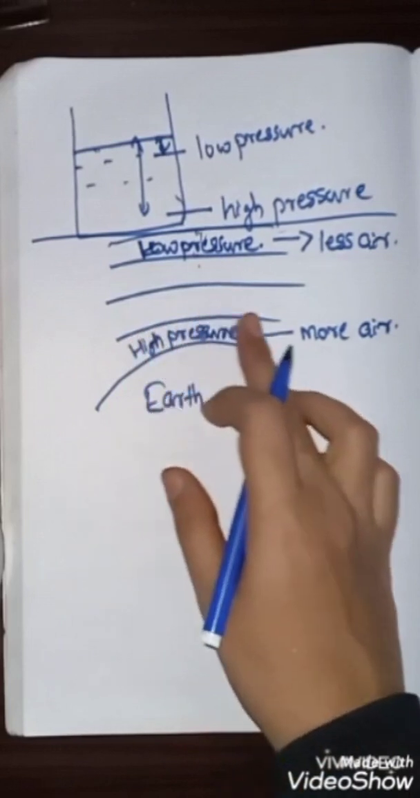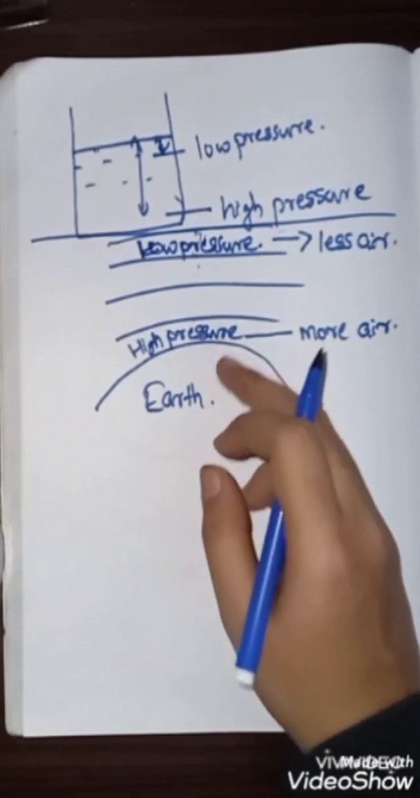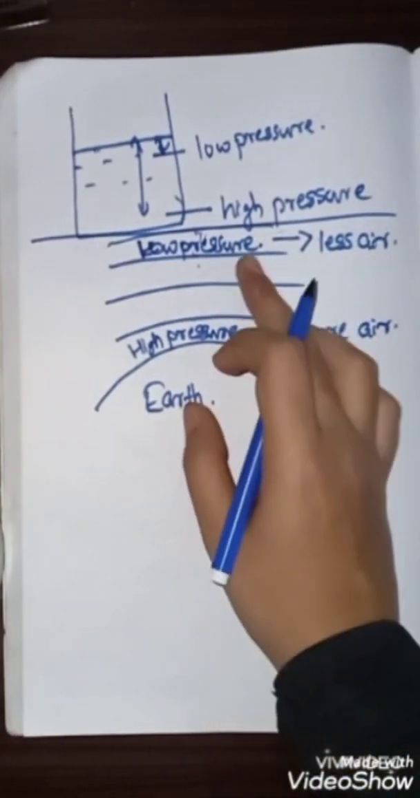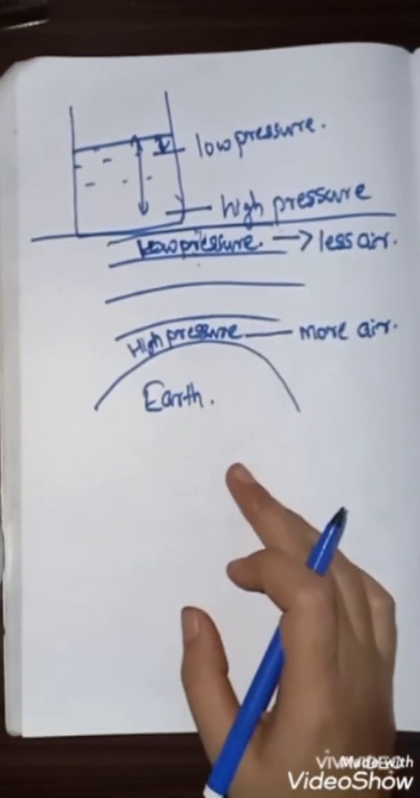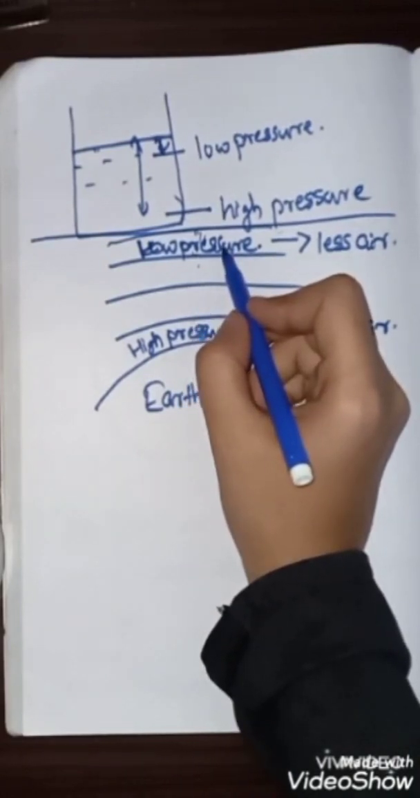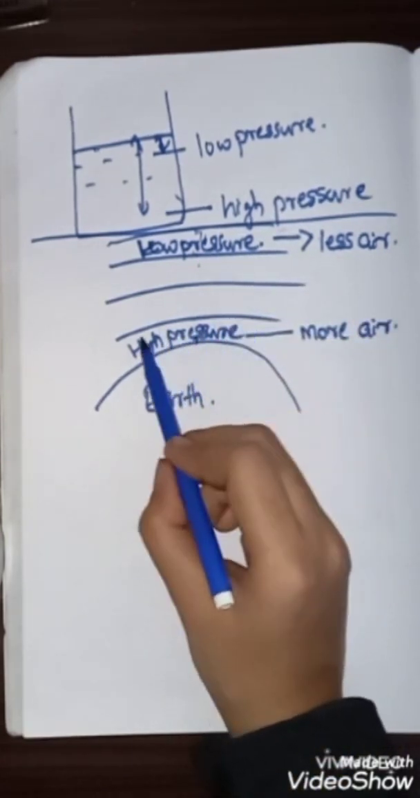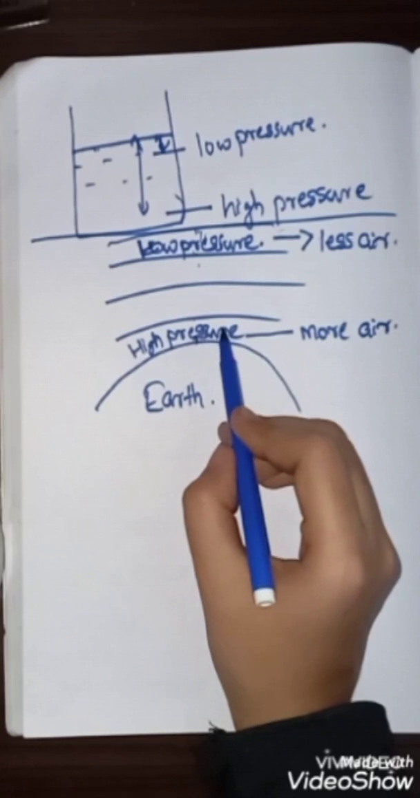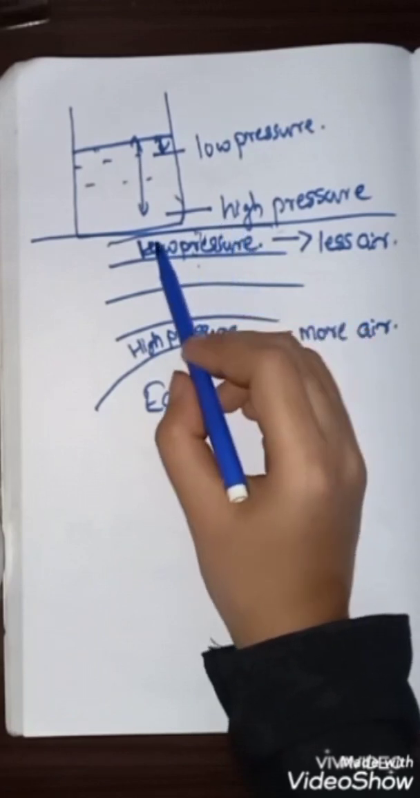So the part of the atmosphere which is nearer to the earth has high pressure, and the part of the atmosphere which is far from the earth has low pressure. Okay, so how can we compare it with the height? As height increases, the atmospheric pressure decreases. That is, this layer from the earth has less height and it has more pressure. This layer exists at a more height, so it has low pressure.